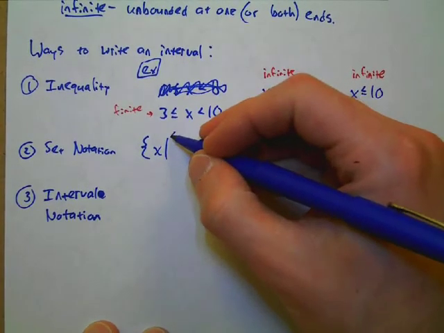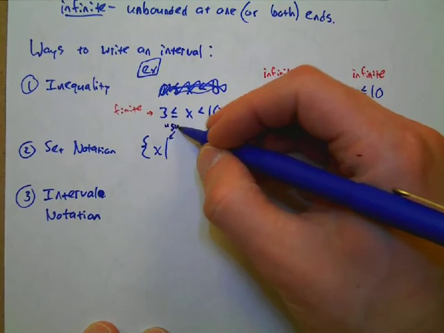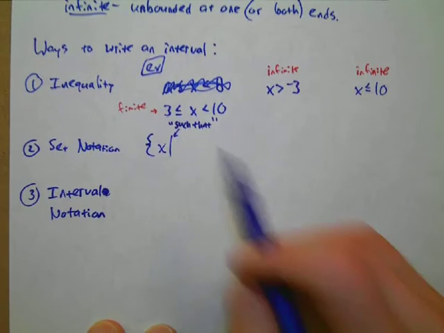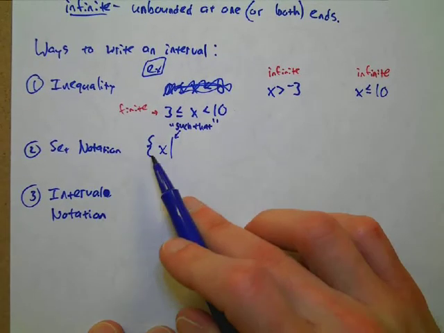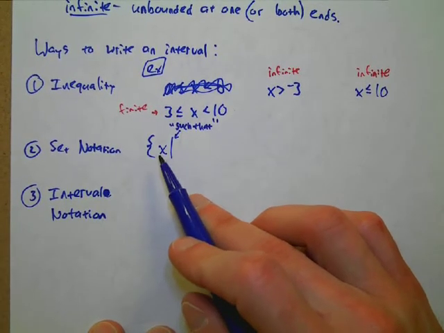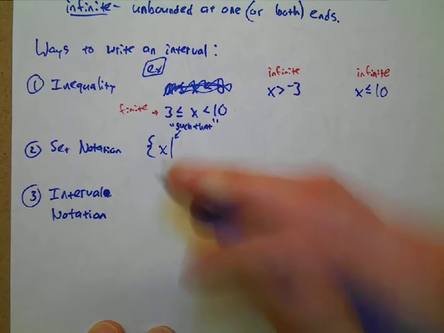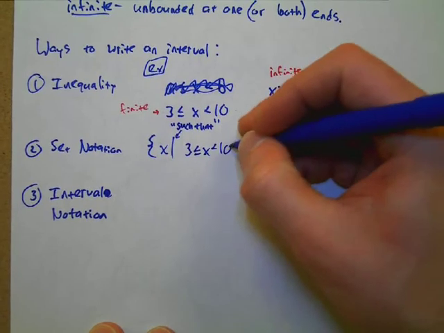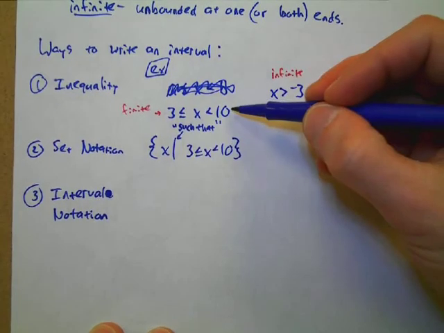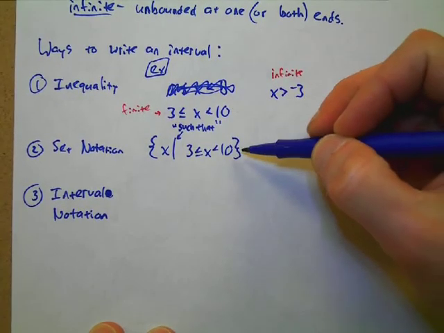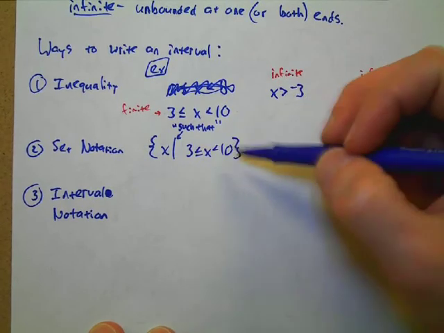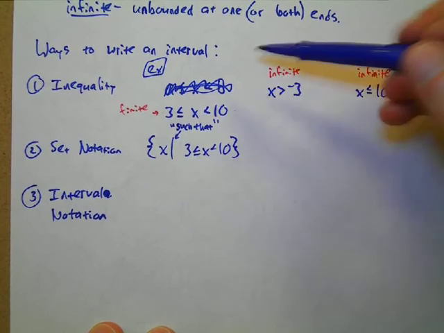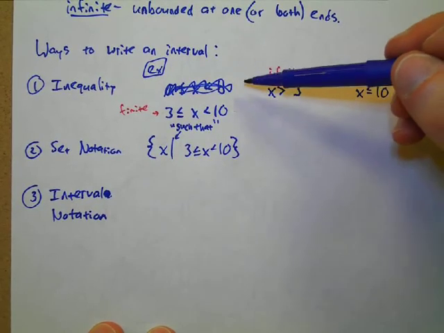All right, set notation, brace. This x and this vertical bar here, this vertical bar stands for the phrase "such that." So we're describing a set here, just like an interval, same thing. So all x's such that, and I'm just going to use the same numbers here, 3 less than or equal to x less than 10. All I did was write this inequality in set notation. Do you see the difference? It's just the two braces, the x and the bar, and that's it.